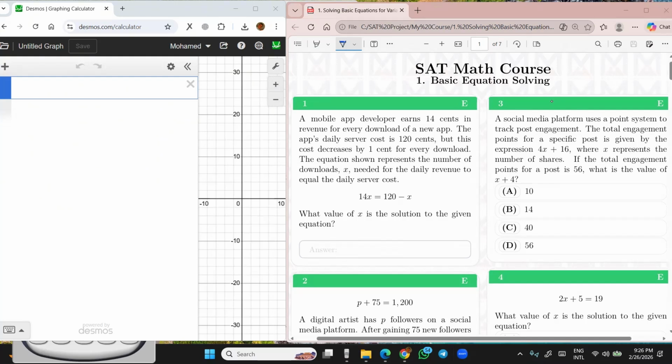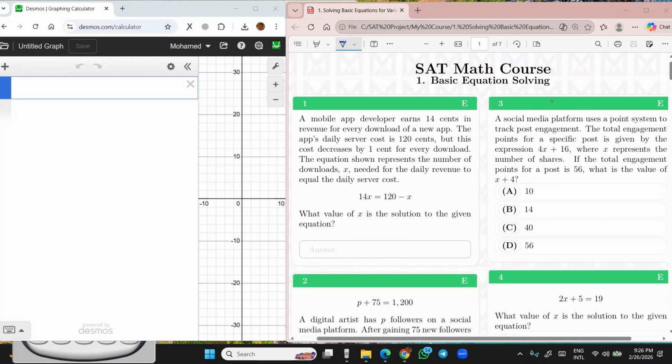Hello, my dear students, in our first lesson of the course, SAT Math, we will start by exploring some ideas about Desmos, how to use Desmos in algebra. The first lesson is basic equation solving, where we can use Desmos to solve some complex questions or equations, and also we can use the manual methods and the easy ones.